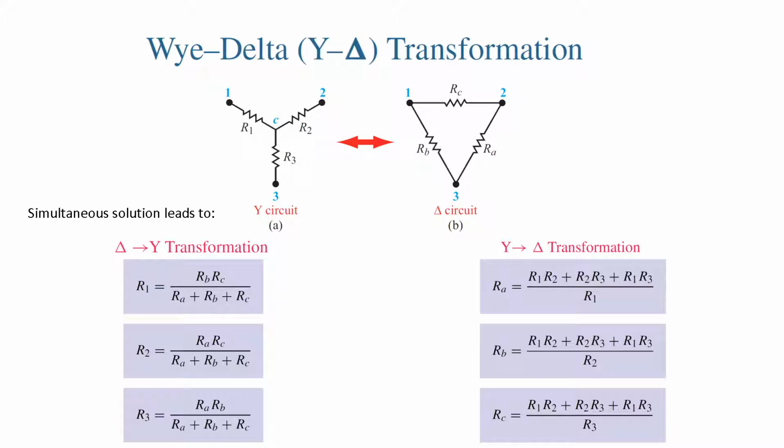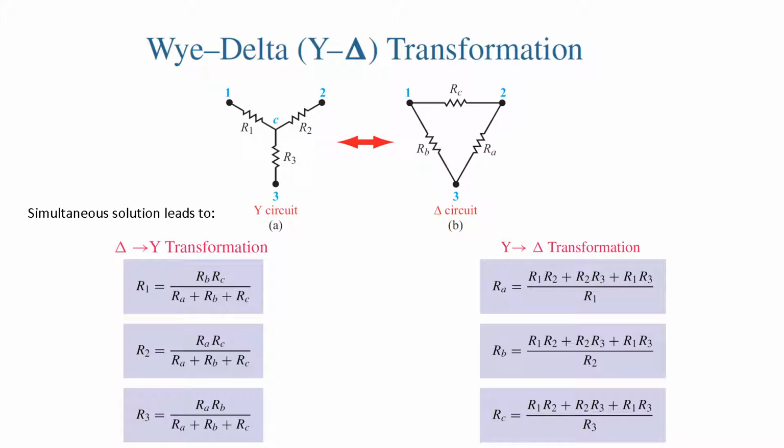So let's look now a little bit more into the math. R1, which is in the Y circuit, so we're solving to get the Y circuit up there. R1 is going to be RB times RC over the sum of RA, B, and C. So all of these, this is the way I memorize it.